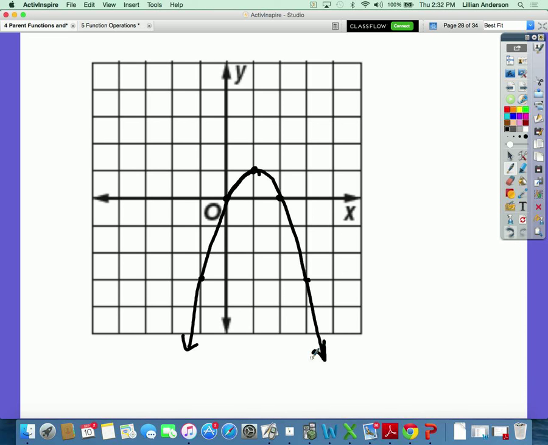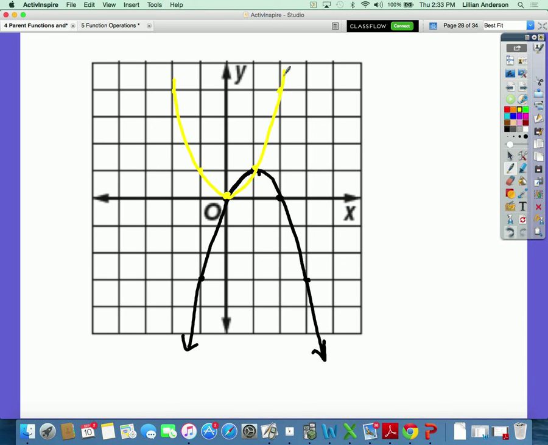What happened to the original parent function? Anissa, tell me something that happened. It went up 1. Wait, question, what was the parent function? Stephen, what's the parent function here? It was just x squared. X squared looks like this. That's what x squared looks like. So you said it went up 1, okay?